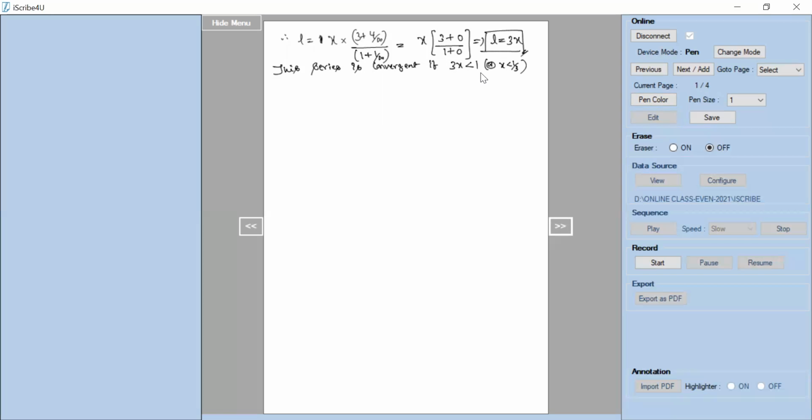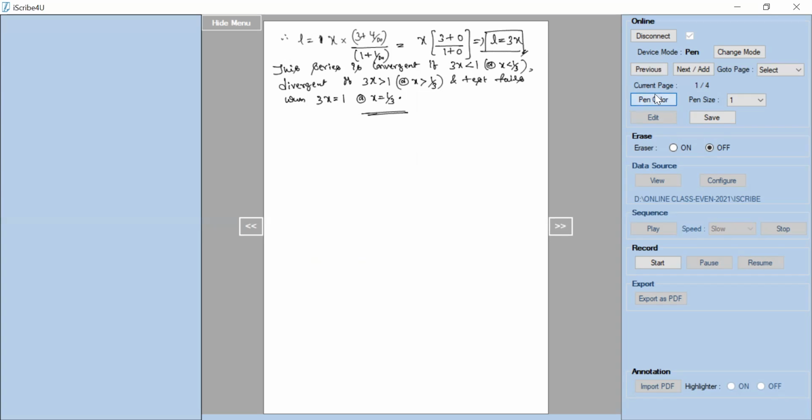Take this 3 to the right hand side. Comma, divergent if 3x greater than 1, or I can say x is greater than 1 by 3, and the test fails when 3x is equal to 1 or x is equal to 1 by 3. So it depends on the value of 1 by 3. If x is less than 1 by 3, it is convergent. If x is more than 1 by 3, the series is divergent. And if x is equal to 1 by 3, then I can conclude that the test fails here.